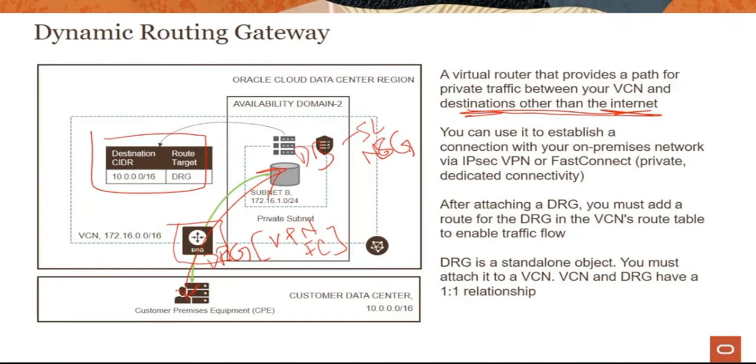DRG is a standalone object, so you create it separately, and then you must attach it to a VCN. VCN and DRG have a one-to-one relationship. It means one VCN can only have one DRG, and one DRG can be attached to only a single VCN at a time.